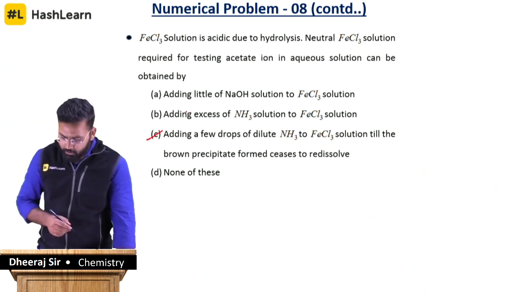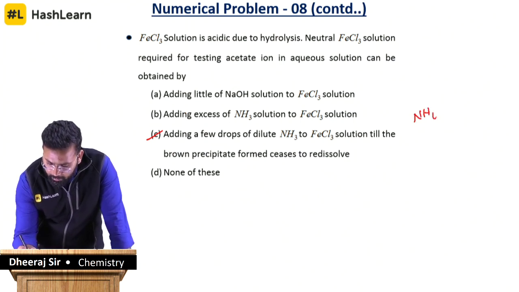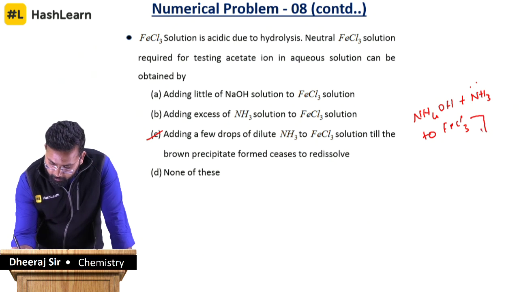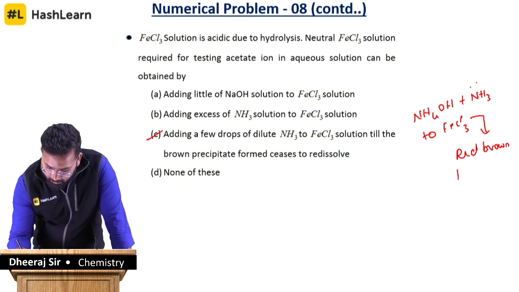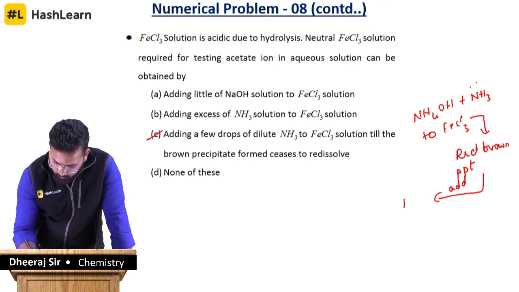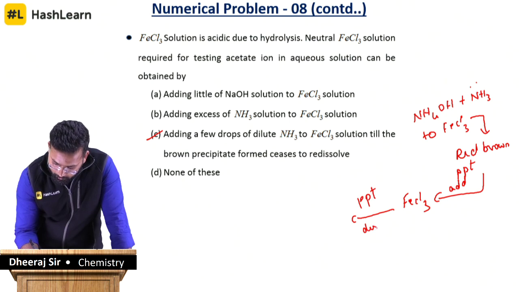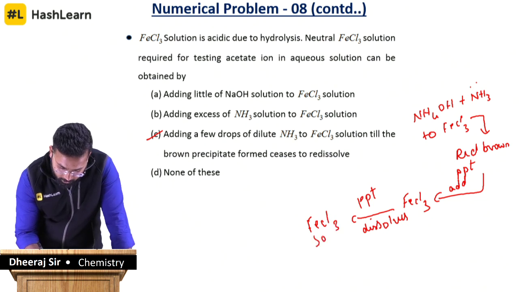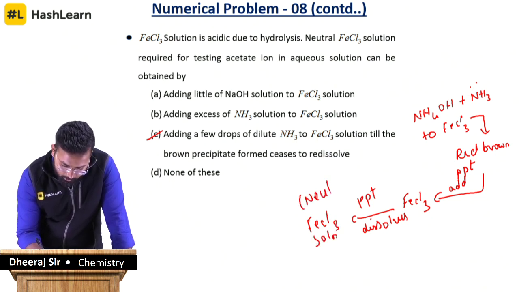It's simple, guys. First, you have to add NH4OH, that is ammonium hydroxide or ammonia, to FeCl3. It will start forming a reddish brown precipitate. Then add more FeCl3. The precipitate dissolves. Now the FeCl3 solution that you have is neutral.